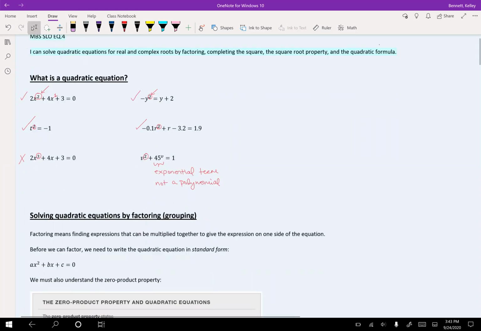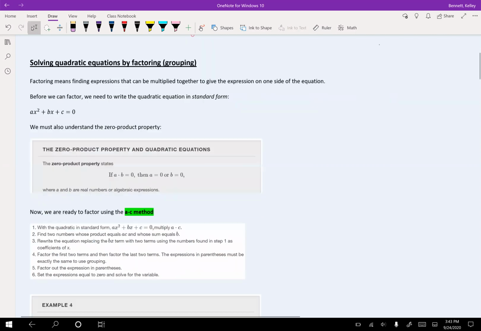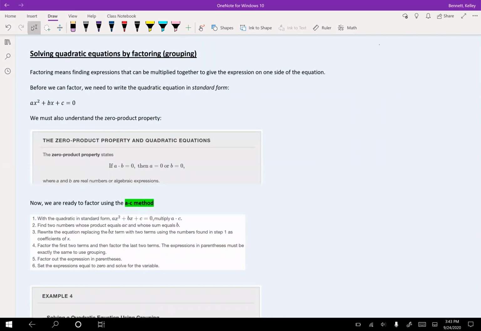So we're going to start with factoring by grouping. And you may have heard of this as the AC method. When we factor, we want to be able to split it up into 2 separate pieces that can be multiplied together. Typically, we start with the standard form of a quadratic equation, which is ax squared plus bx plus c. And then we're going to go ahead and factor that into 2 pieces.